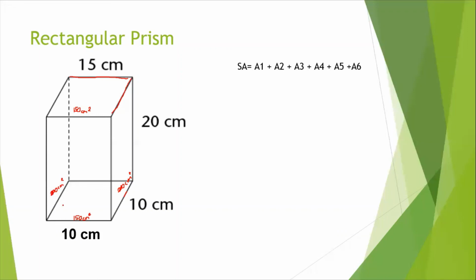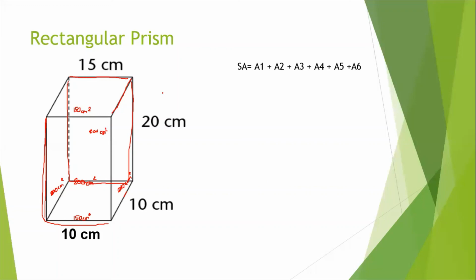Now for our front part, the height is 20 times the width, which is 10. So the area of our front is still 200 centimeters squared. And the back part has the same measurement. It is also 20 times 10, that is still 200 centimeters squared.